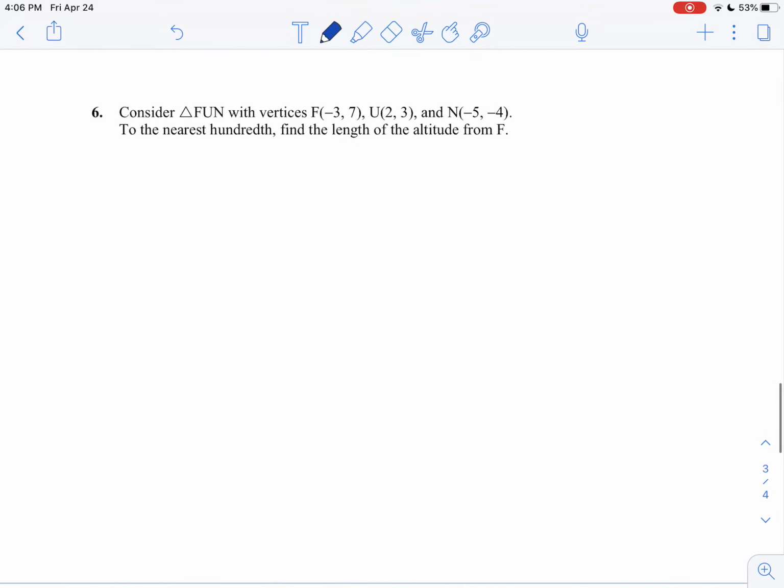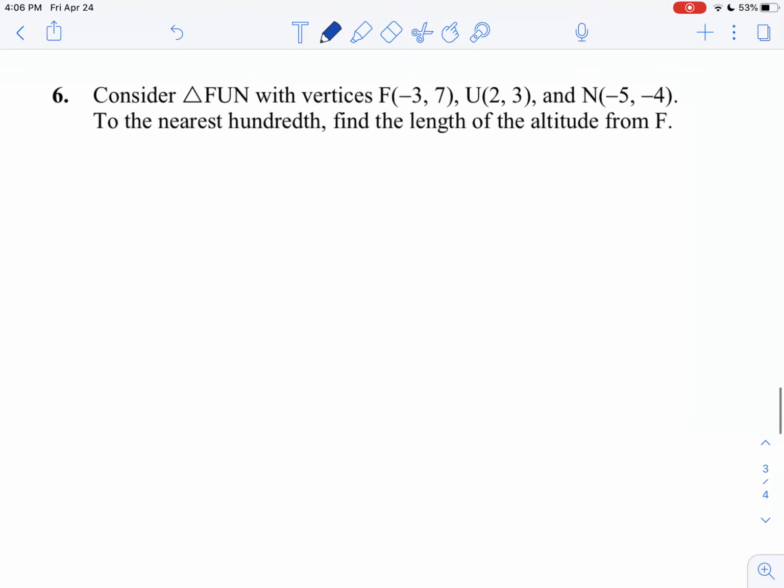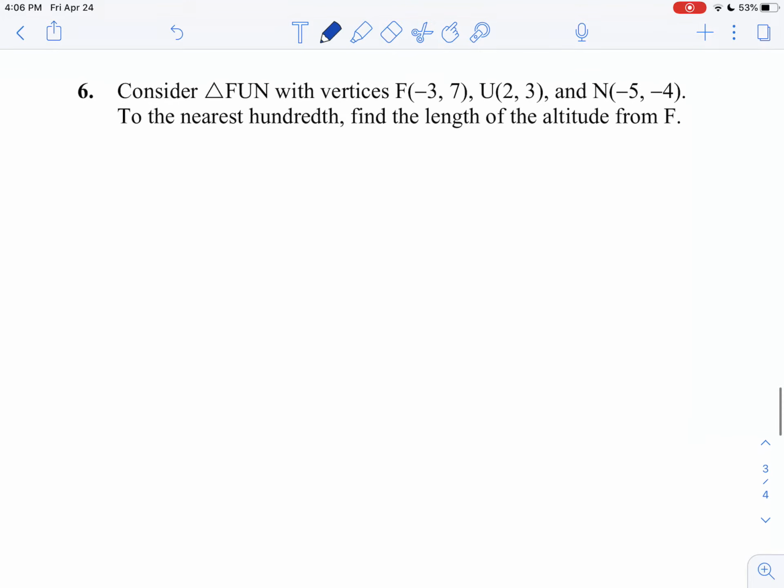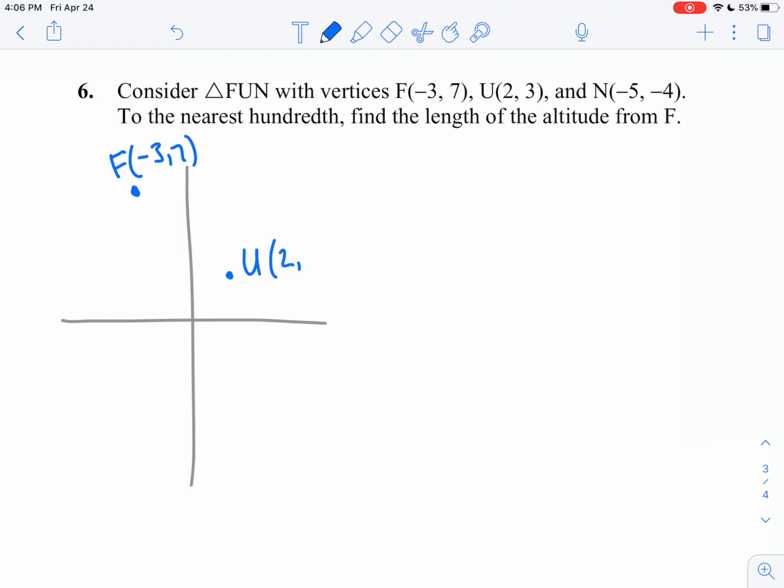All right, this last one could be fun. Let's find out. So again, I think a rough draft, a little rough sketch is helpful. That was not good. We'll try again. All right, let's see what we get. Negative 3, 7. So we'll decide that looks like negative 3, 7. 2, 3. Negative 5, negative 4.